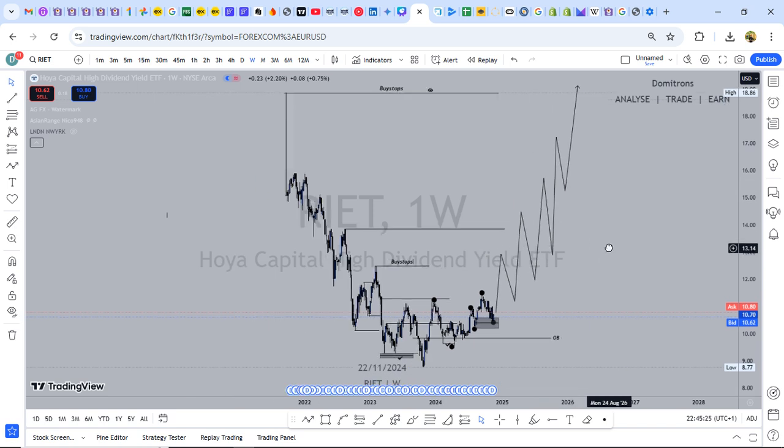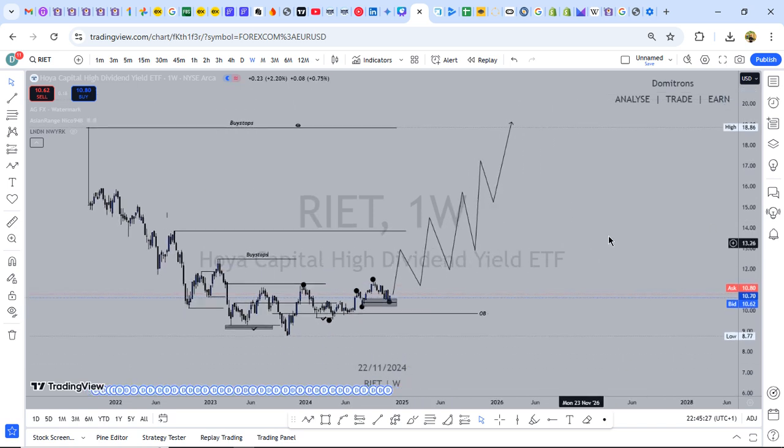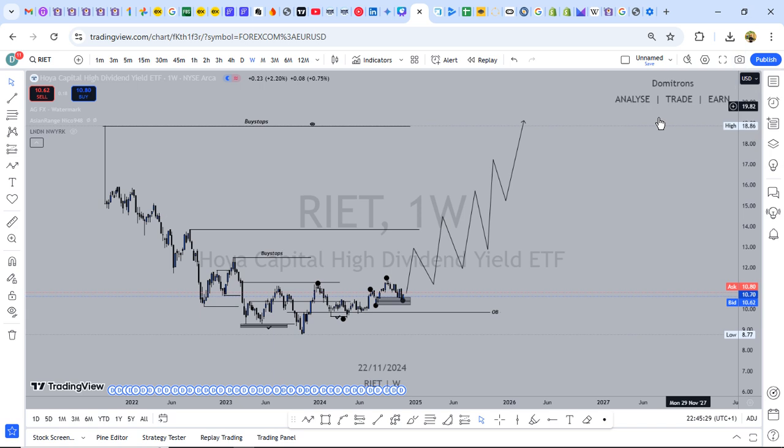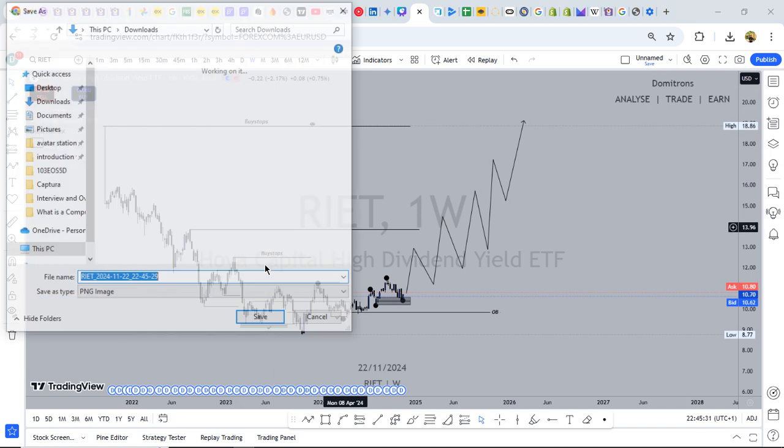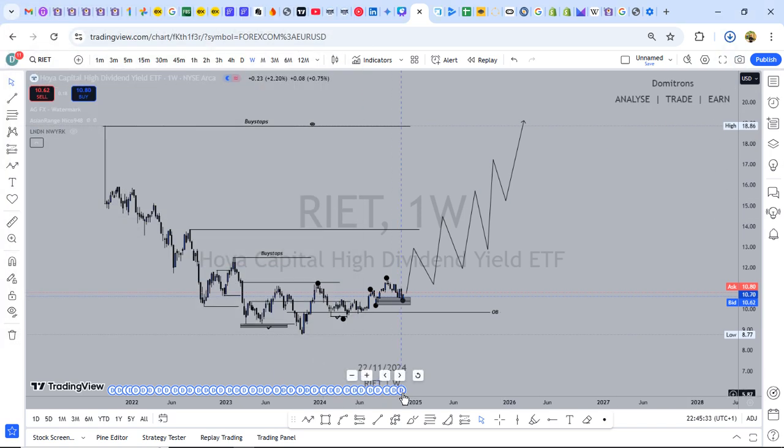All right, so that is the expectation of what I'm seeing right here on RIET. So they pay a dividend of how much? 0.08, which is not much, but yeah.